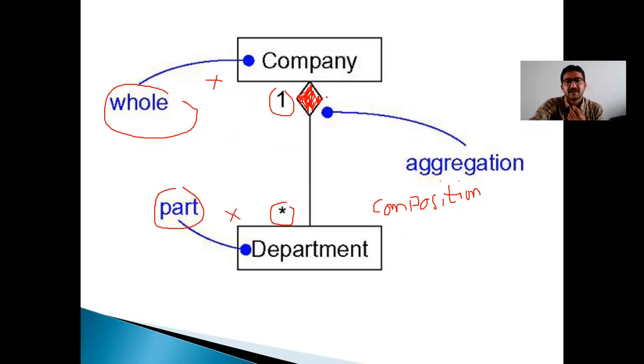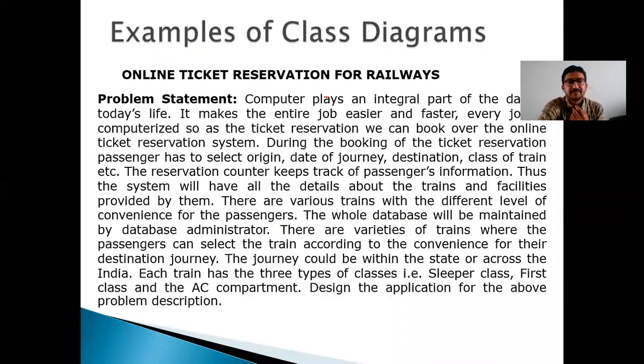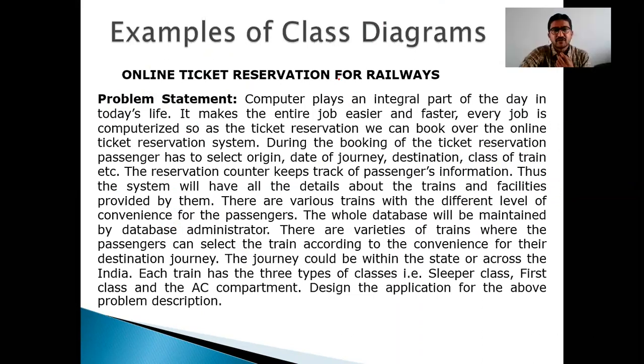I'll explain all this with another example. So what types of relationships have we studied? We have studied dependency, generalization, association, composition, and aggregation. Okay? With the help of a small case study, let me talk about online ticket reservation for railways. You have already gone through this study. Just read it yourself.